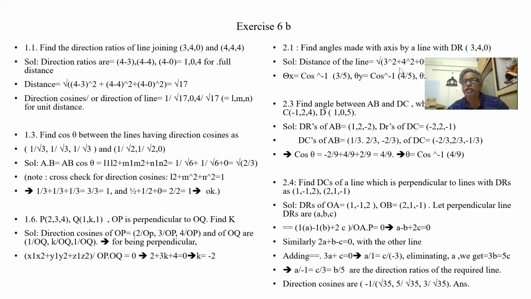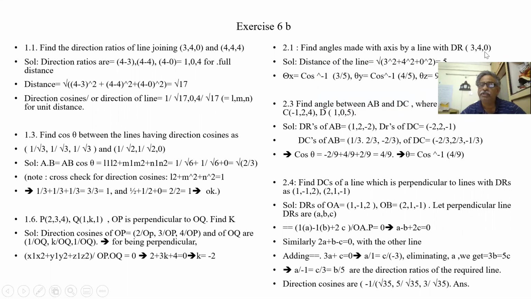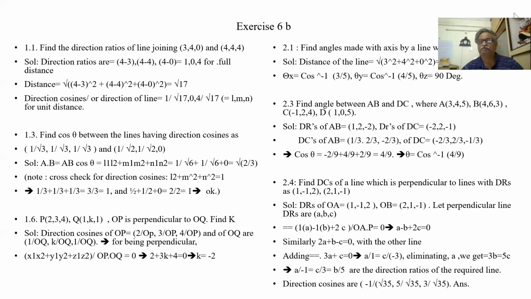Let us see. Find the angle made with the X axis by a line with DR 3, 4, 0. So 3, 4, 0 is the DR given. What is the distance of the point? It is 5, root of x square plus y square plus z square. So 3 by 5, 4 by 5, 0 are cos alpha, cos beta, cos gamma. So theta x is equal to cos inverse 3 by 5. Theta y is equal to cos inverse 4 by 5. Theta z is 90 degrees. Okay. Now we say cos square alpha plus cos square beta: 3 square by 5 square plus 4 square by 5 square is equal to 5 square by 5 square. That is 1.